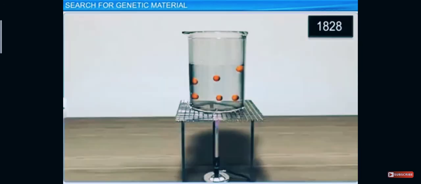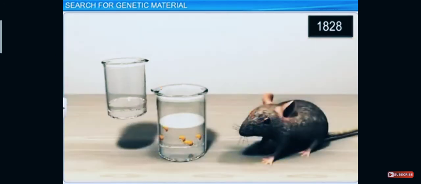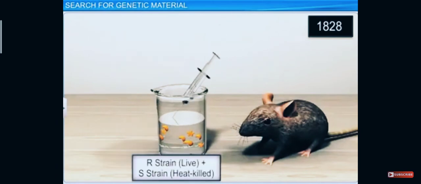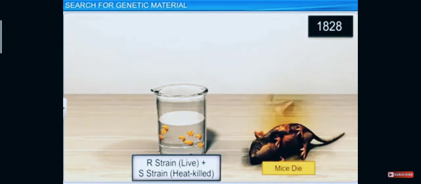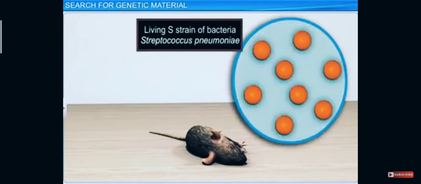Moreover, Frederick also found that heating killed the bacteria. So when he injected heat-killed S strain bacteria into the mice, they did not die. On the other hand, when he injected a mixture of R strain bacteria and heat-killed S strain bacteria, the mice died. Surprisingly, he even recovered the living S strain of bacteria from the dead mice.